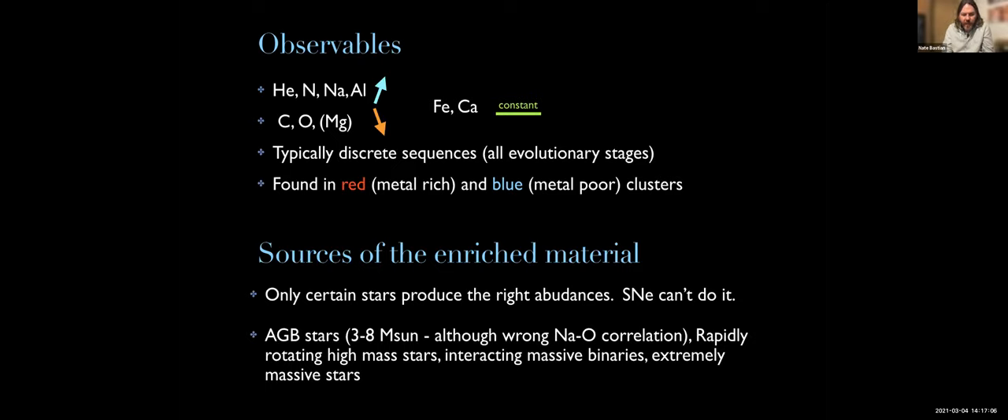Then there are high mass rotating stars or fast rotating stars, interacting massive binaries, or extremely massive stars. Basically all massive stars will do this, but you need a mechanism to get the nucleosynthesis that's happening in the core of these stars out to the surface. That is why you need something like rotation or interacting stars. And then recently it's been put forward that you might have extremely massive stars, between 5,000 and 10,000 solar masses, which of course is relatively crazy and should indicate to you just how off the beaten path we have to go now to start finding the origin of this, because all of the traditional ideas don't seem to be working.